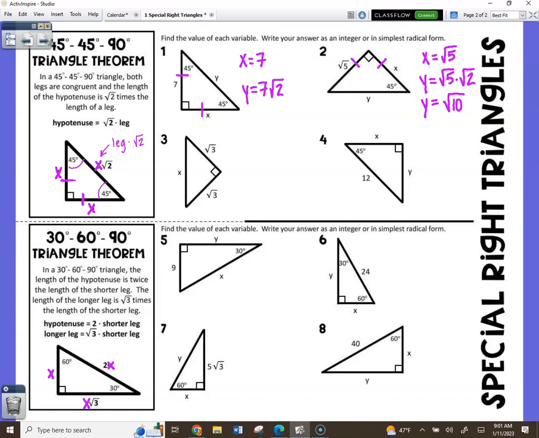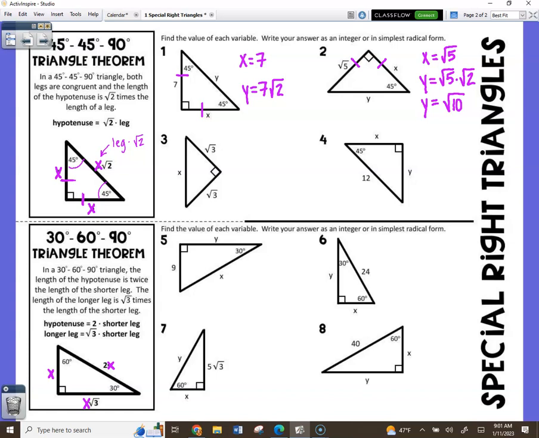You can multiply numbers under a radical. Any number times any number if they're under radicals. You cannot add or subtract numbers under radicals if they don't match. They have to match in order to do adding and subtracting. Multiplying, fair game.